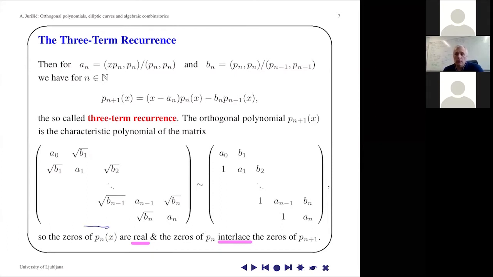And this second matrix is such that if you change n plus 1 to n, you see you just get a slightly shorter matrix. And if you consider the weighted path and use interlacing, you'll find a short proof that the zeros of the polynomial of degree n interlace the zeros of the polynomial of degree n plus one.